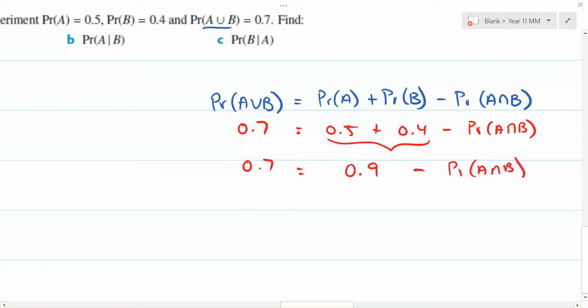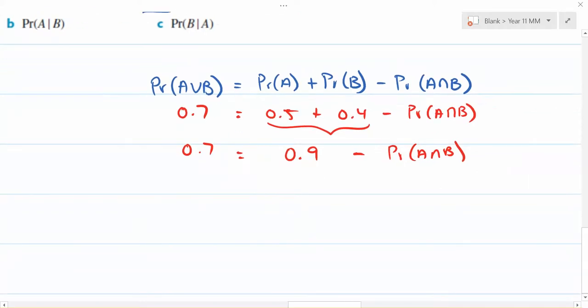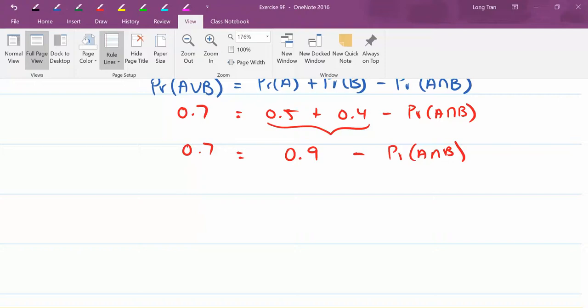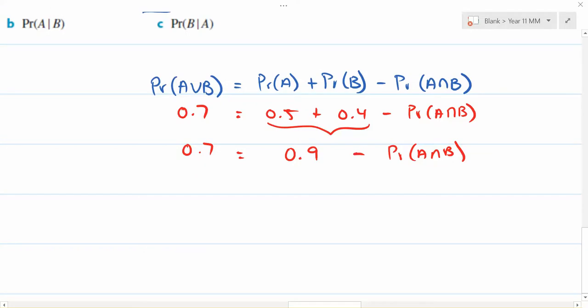Now, you can think about it logically. 0.9 take away what will give you 0.7? Obviously, it has to be 0.2. But let's say you didn't know that. We can use algebra, just in case you're not familiar with it. Instead of minusing the probability of A intersection B, I can say add the probability of A intersection B. Why do I do that? Because minusing it and then adding it will cancel it out, true? But if I add it on the right-hand side, I have to add it on the left-hand side, so plus the probability of A intersection B.